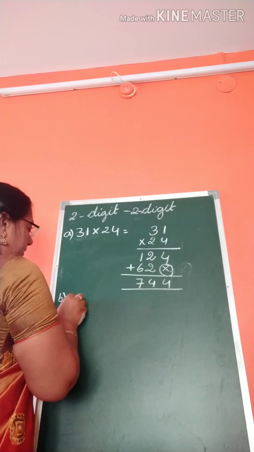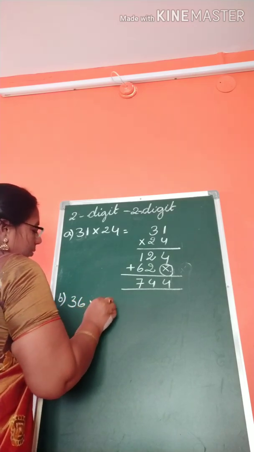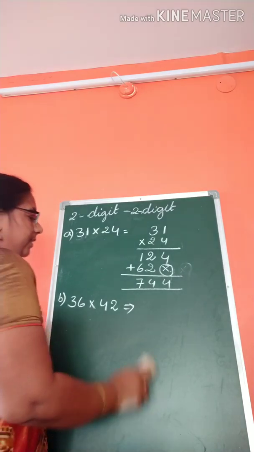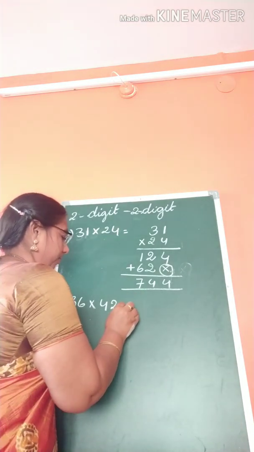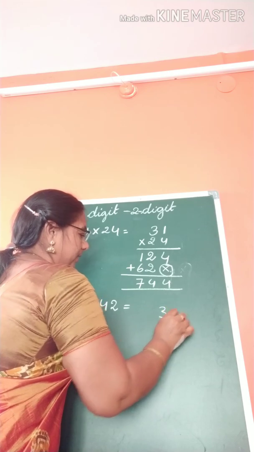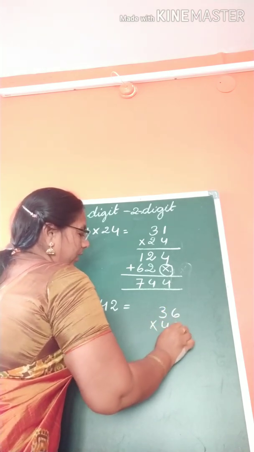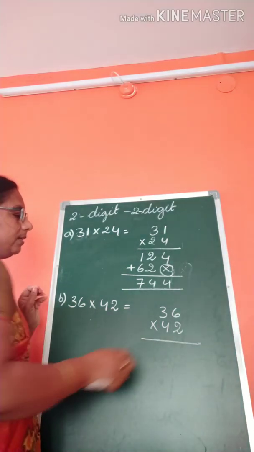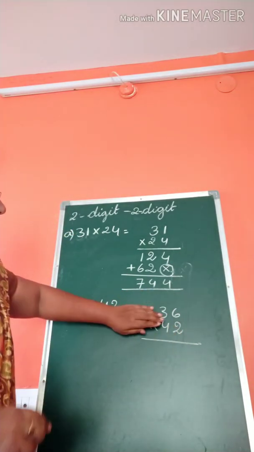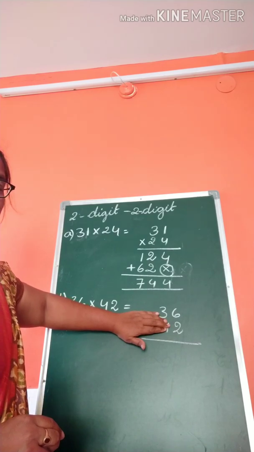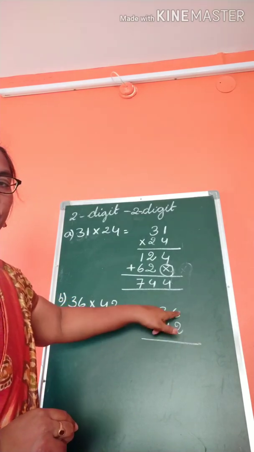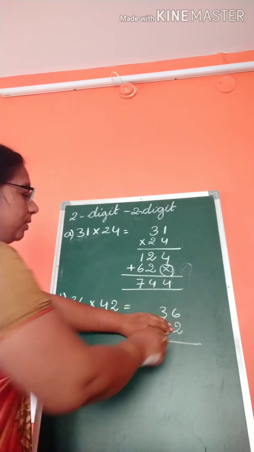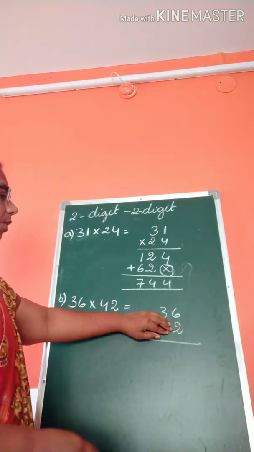Let us take 36 into 42. Okay, 36 into 42. Start. So here 36 into 42. Now, once again, forget about the 4 in the tens place. Just take 2 and multiply with 3 and 6. So here 2 6s are 12.